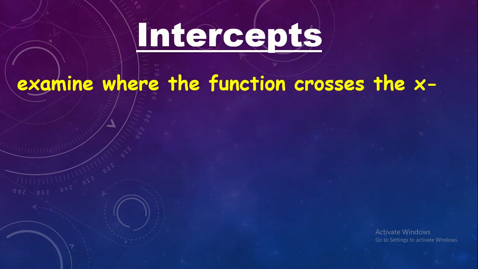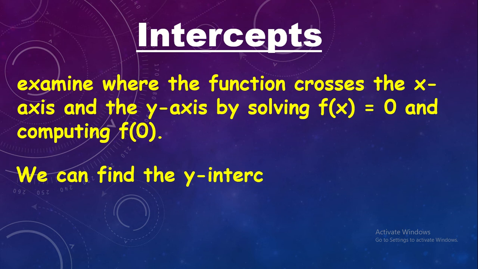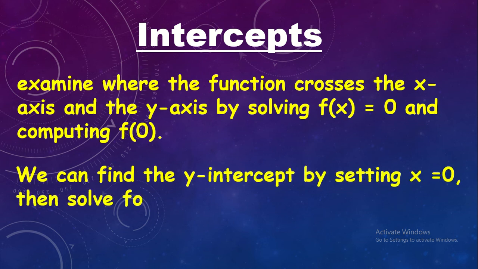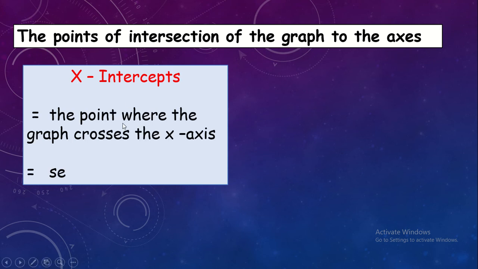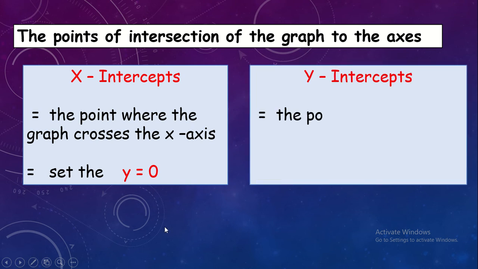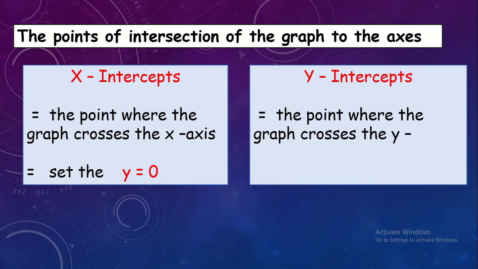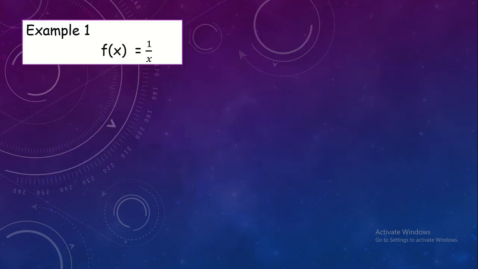Okay, examine where the function crosses the x-axis and the y-axis by solving f of x is equal to 0 and computing f of 0. So we can find the y-intercept by setting x equal to 0, then solve for y. The points of intersection of the graph to the axis are here. For the x-intercept, the point where the graph crosses the x-axis, we let y equal to 0. And then for the y-intercept, the point where the graph crosses the y-axis, set x equal to 0. So let's have example number 1.